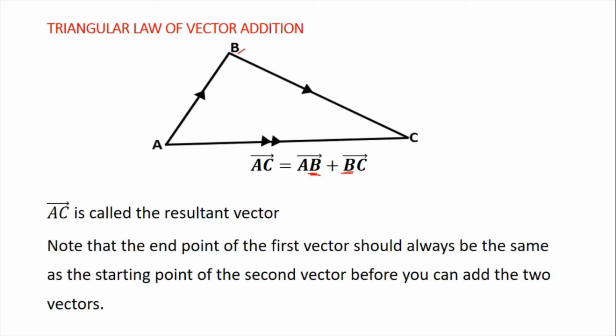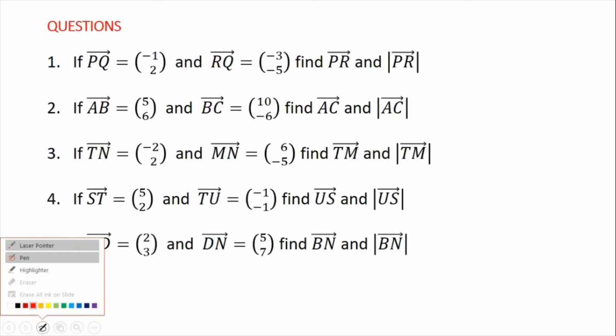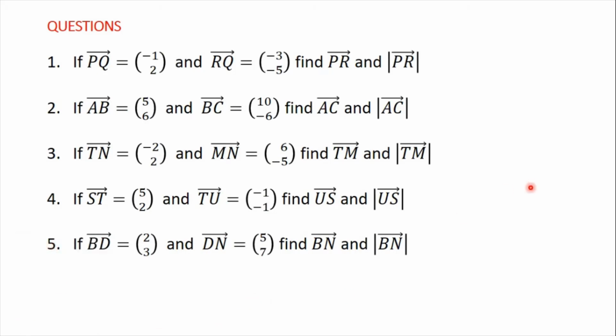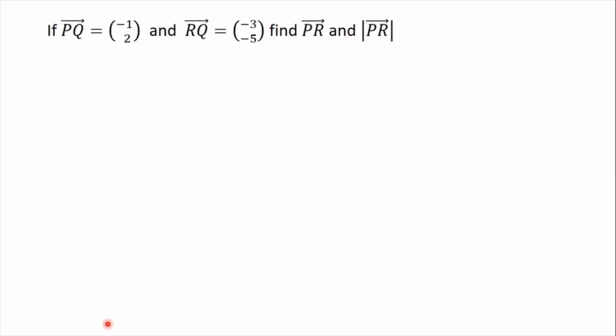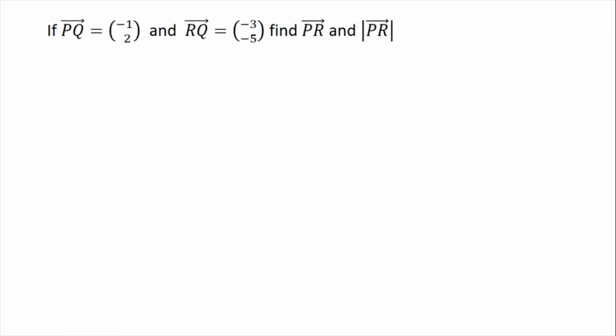Let's see how we can use the triangular law of vector addition to solve some questions. We have 5 questions here. We will take them one after the other. We will solve the first one in this video, and we will solve the others in the subsequent videos. So if PQ is equal to -1, 2, and RQ is equal to -3, -5, find vector PR and the magnitude of vector PR.